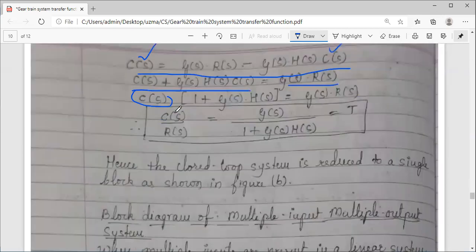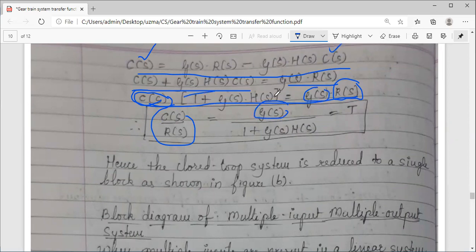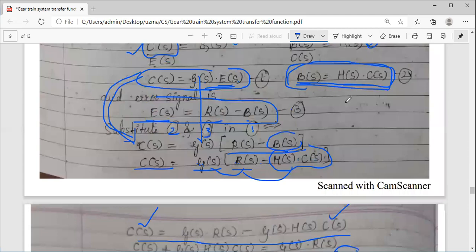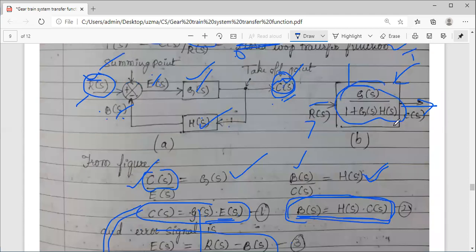So what I will do from this equation, you have output here already, C of S. There is R of S input on the other side. I will take that R of S to the denominator. So C by R I will take at one place. Remaining is G of S numerator, and what all 1 plus G into H is there, I will take it to the denominator. Okay. So this is your transfer function. If you observe G divided by 1 plus GH. See, G divided by 1 plus GH.